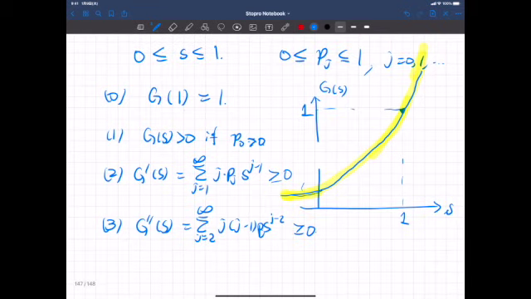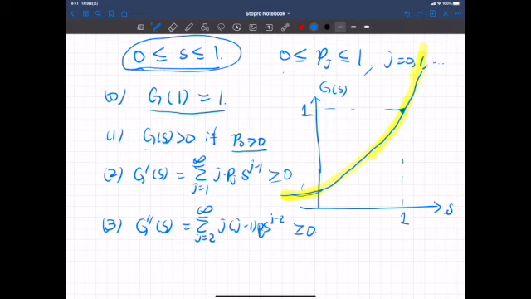First of all, we limit the range of s to be in this interval from 0 to 1. And of course, pj's are always between 0 and 1 because it is a probability. So first property is that g of 1 is 1. This comes from the normalization of the probability mass function. And second property is that g of s is always positive as long as p0 is positive. Because s is always non-negative, and probability is always non-negative, adding to p0 any positive numbers results in a positive number.